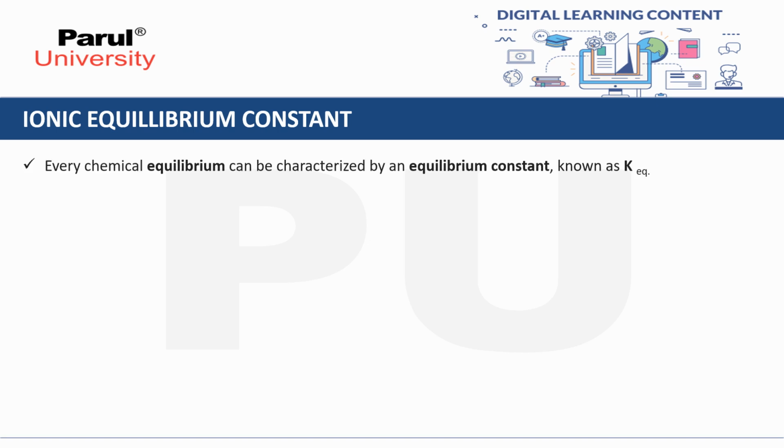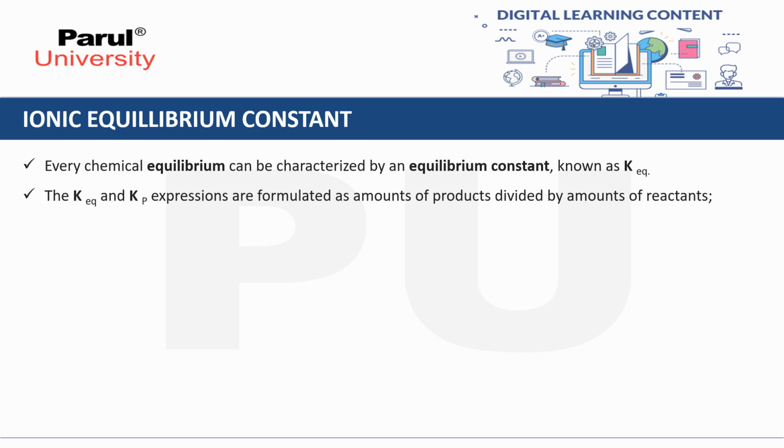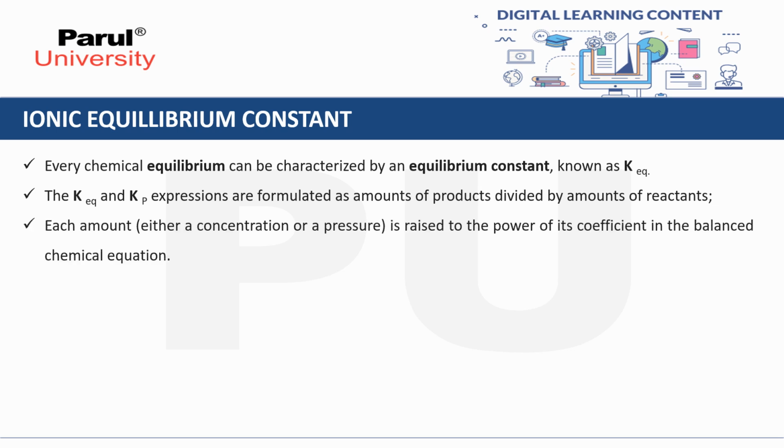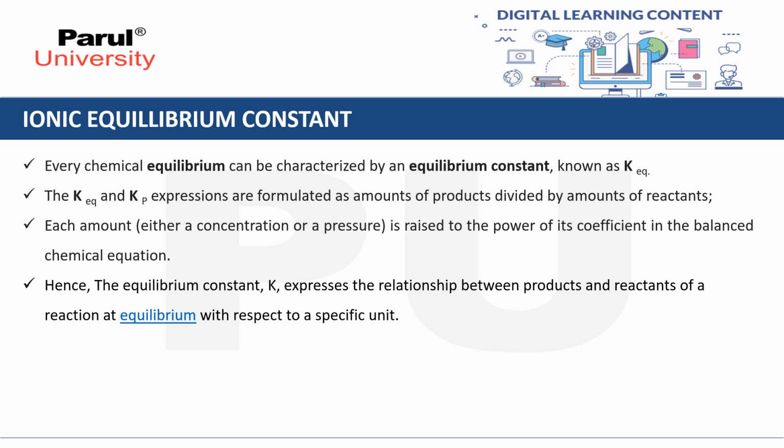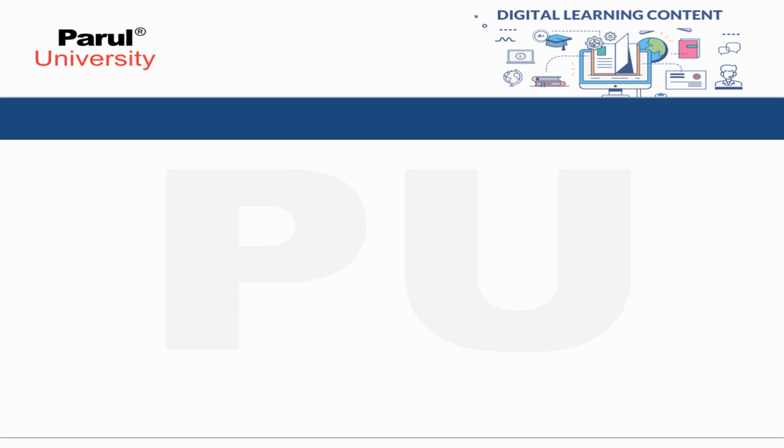Hence, every chemical equilibrium can be characterized by an equilibrium constant known as Keq. The Keq and Kp expressions are formulated as amounts of product divided by the amount of reactant. Each amount of the reactant or the product, either it is a concentration or a pressure, is raised to the power of its coefficient in the balanced chemical equation. Hence, the equilibrium constant K expresses the relationship between the product and the reactant of a reaction at equilibrium with respect to a specific unit.